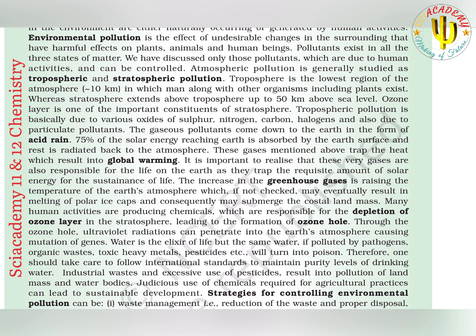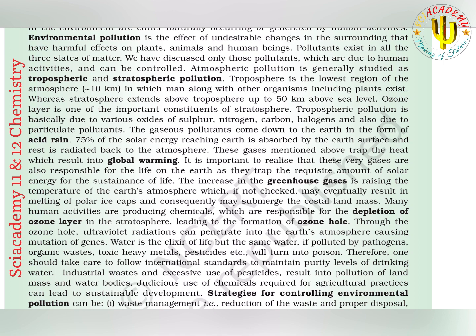Atmospheric pollution is generally studied as tropospheric and stratospheric pollution. The troposphere is the lowest region of the atmosphere in which man, along with other organisms, including plants, exist, whereas stratosphere extends above troposphere up to 50 km above sea level. Ozone layer is one of the important constituents of the stratosphere. The tropospheric pollution is basically due to various oxides of sulfur, nitrogen, carbon, halogens, and also due to particulate pollutants. The gaseous pollutants come down to Earth in the form of acid rain.